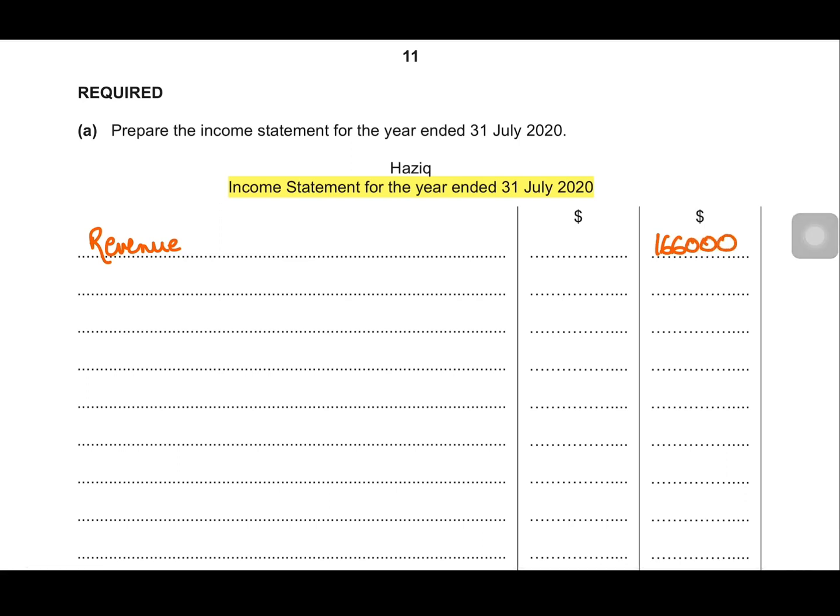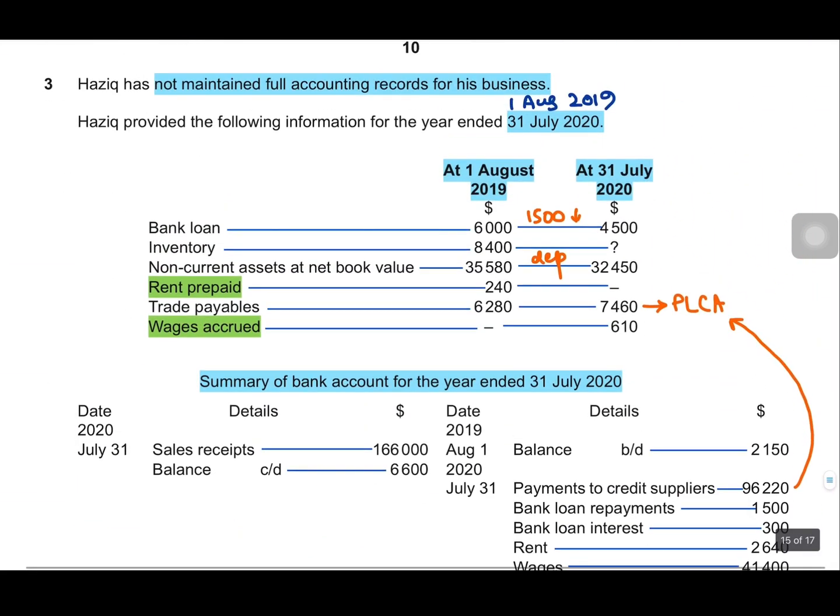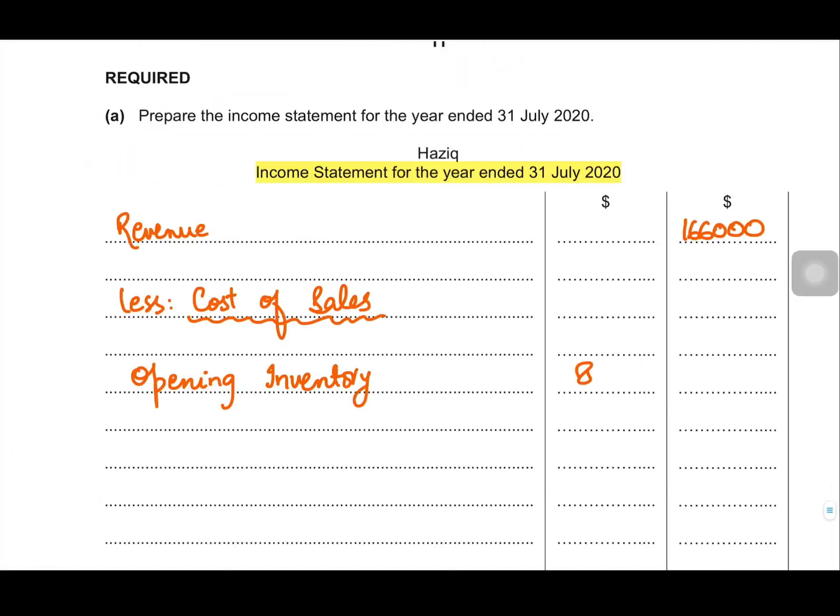Then after sales comes less cost of sales, and how do we start the cost of sales? We start with opening inventory. Is that given to us in the question? Yes, we have opening inventory, we don't have closing inventory though. Opening inventory was 8400, closing inventory is missing. Then after opening inventory, we have to add purchases, but we are not directly given purchases, we have to calculate them.